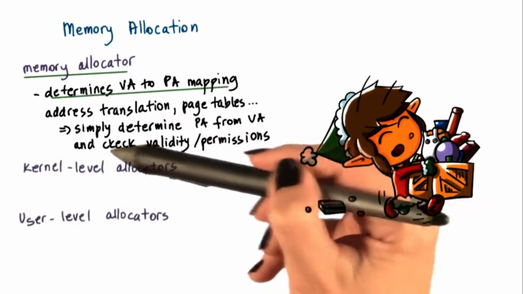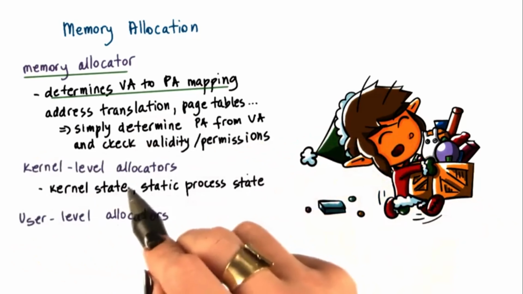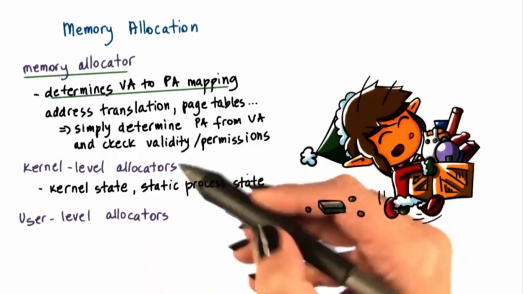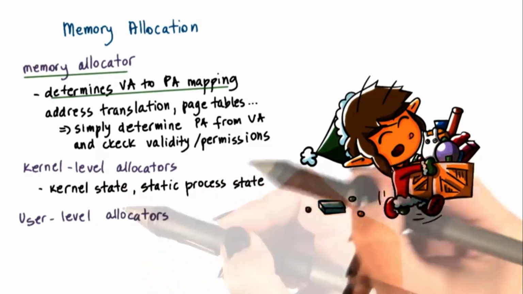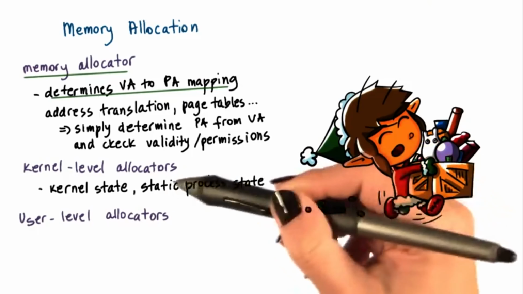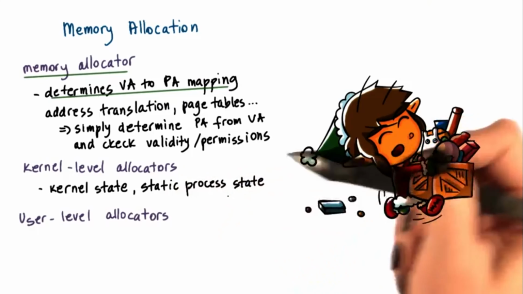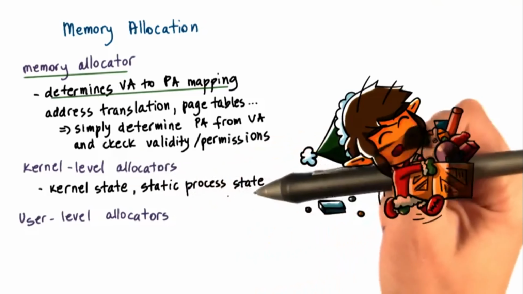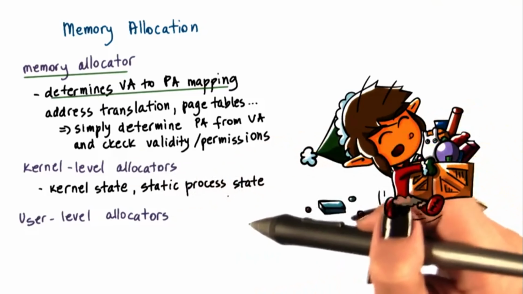Memory allocators can exist at the kernel level as well as at the user level. Kernel-level allocators are responsible for allocating memory regions, such as pages, for the kernel, so for various components of the kernel state. And also, these are used for a certain static state for the processes when they're created, like for their code, stack, or initialized data. In addition, the kernel-level allocators are responsible for keeping track of the free memory that's available in the system.